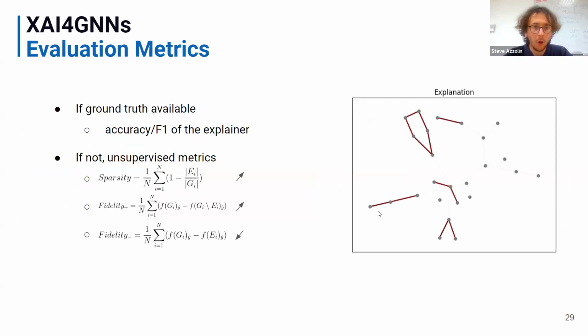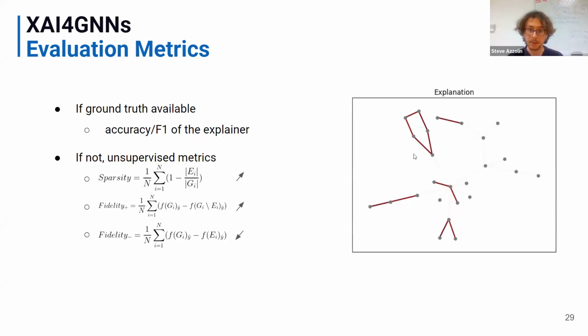Before going to the code, let's spend a few words on how we can evaluate this explainability. In the cases in which some ground truth is available, for example, in controlled scenarios or synthetic benchmarks where you have control of the data generating process, you can simply compute the accuracy or the F1 score of your explainer.